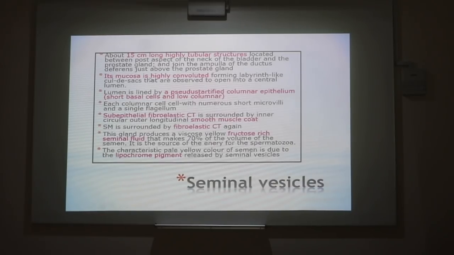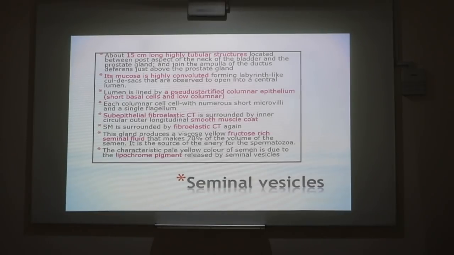The mucosa is highly convoluted. So the mucosa of the seminal vesicle is not straight. It is basically highly convoluted. Because it is highly convoluted, that's why it looks like a tubular gland, a highly convoluted tubular gland. But it's just the mucosa which is highly convoluted. There are no glands there.